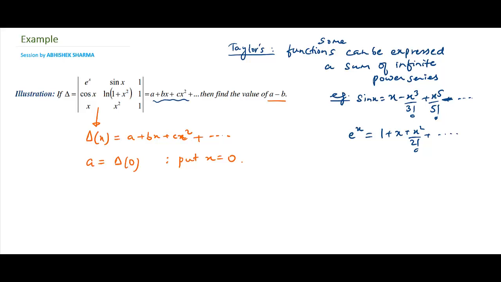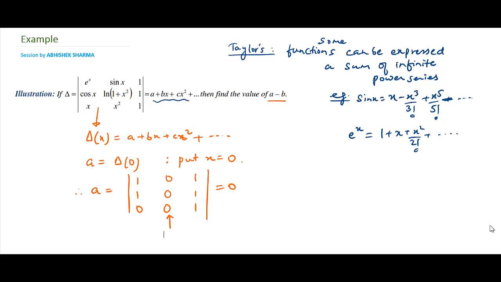So to calculate a, the value of a will be equal to delta 0, and delta 0 means we put x equal to 0. So we get 1, e to the power 0 is 1, cos 0 is 1, sin 0 is 0, ln(1 plus 0) is ln 1, which is again 0, x square becomes 0, 1, 1, 1. This is in fact equal to 0 because all the elements of the second column are 0.